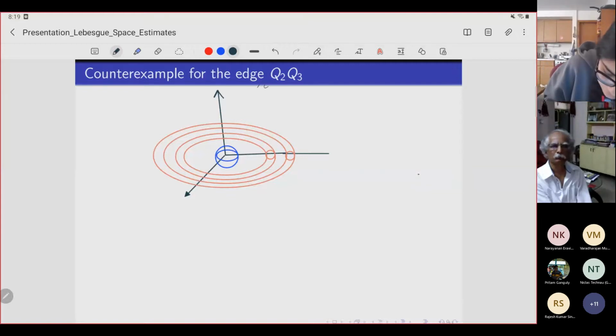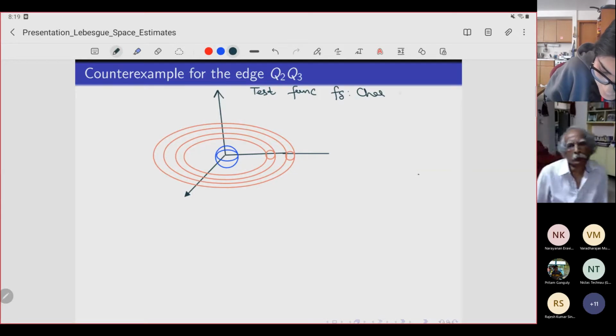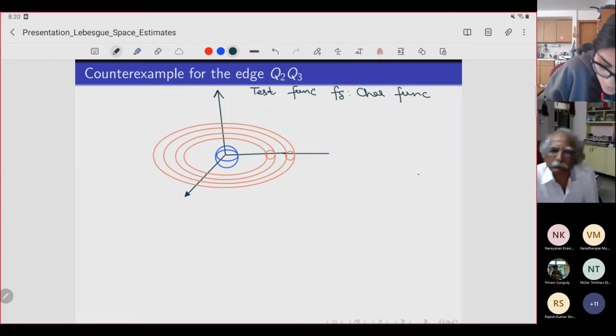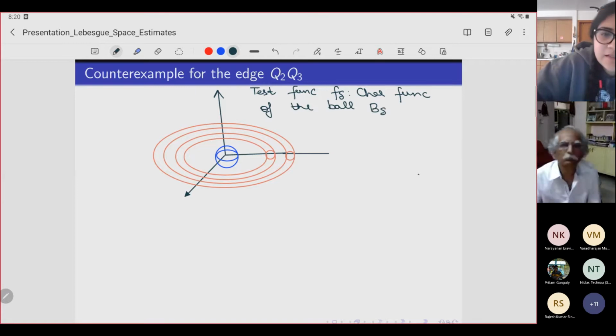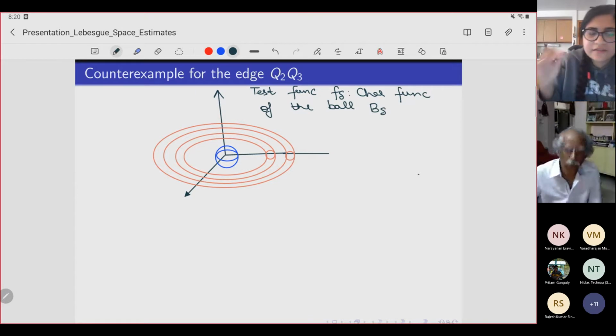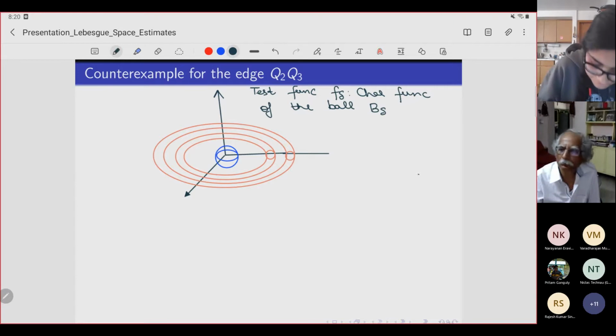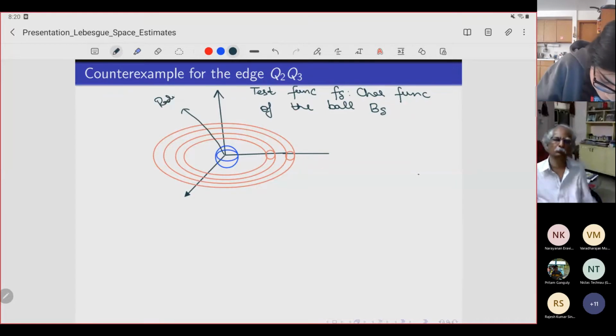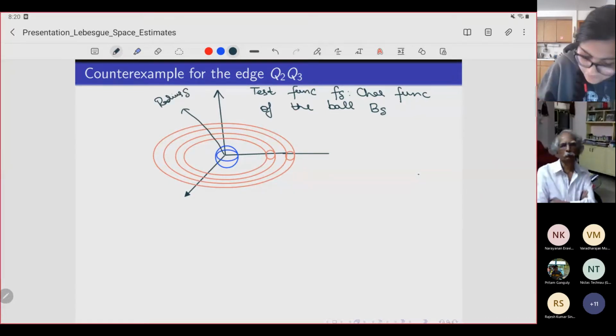My test function, I'll call it F delta. And this is just the characteristic function of the ball B delta, which is basically an actual ball of radius delta, kept at the origin. So this ball, the blue ball that I've kept over here, is what you should be looking at. So this is of radius delta. So this is my test function F delta.